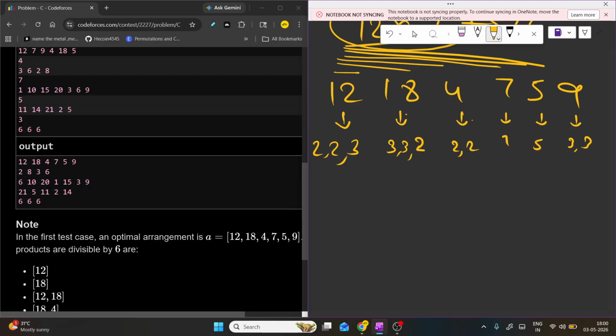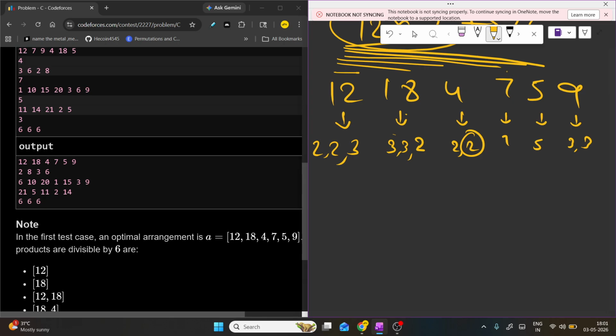So 4. Now we know that 4 consists of 1, 2. So if any other element which consists of 1, 3 is inside the subarray, then it will be divisible by 6. For an example, if we take 18 and 4, then it will be divisible by 6 because 4 consists of 1, 2 and 18 consists of 1, 3. Okay, so any element which consists of one more 3 along with the 4 will be divisible by 6. Now let us move ahead.